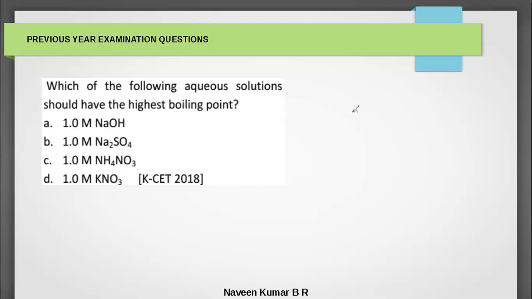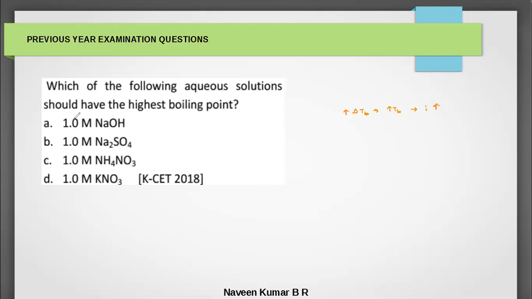As already discussed, with respect to delta Tb and the boiling point, a higher value of delta Tb indicates a higher boiling point of the solution. It is related to the Van't Hoff factor i, so delta Tb is directly proportional to i. Hence, the higher the value of i, the higher the elevation of boiling point. With depression of freezing point, the solution will be reverse. But elevation of boiling point and depression of freezing point are both directly proportional to the Van't Hoff factor i.